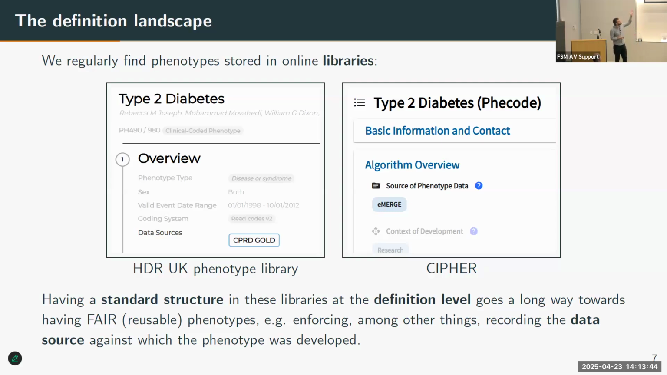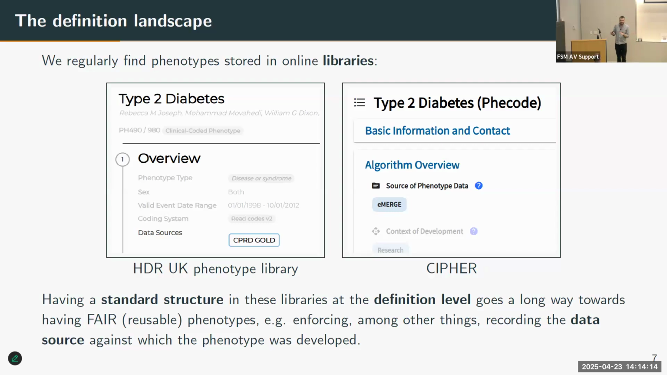Well, as you can see from the examples I've shown here, these libraries enforce a certain structure to the definitions that you host. If you host a definition in the HDR UK Phenotype Library, which we've done a lot of work with and are a big part of, you have to, for example, specify the data source that your phenotype was written against. The same, I believe, is true in Cypher as well. So we're in decent shape in terms of the fairness at the definition level of phenotypes.